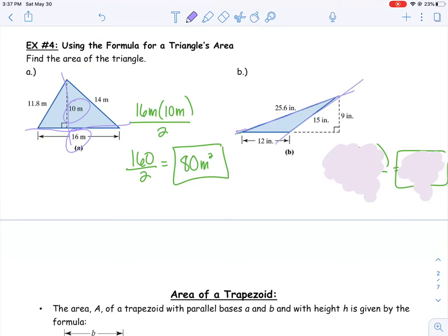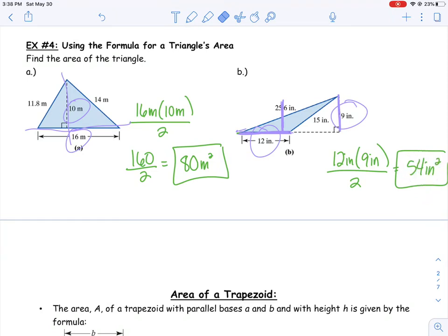What if I picked this side and this side? Well, that's totally not perpendicular to each other. And so looking really carefully, which pieces are perpendicular? Well, it looks like this 12-inch side is horizontal, and then the height, if I were to take it, is perpendicular, and the height is a length of 9 inches. So the 12 would be my base, the 9 would be my height because they're perpendicular to each other. So I'm going to use my formula, base times height divided by 2. I have 12 inches times 9 inches divided by 2, which gives me an area of 54 square inches.